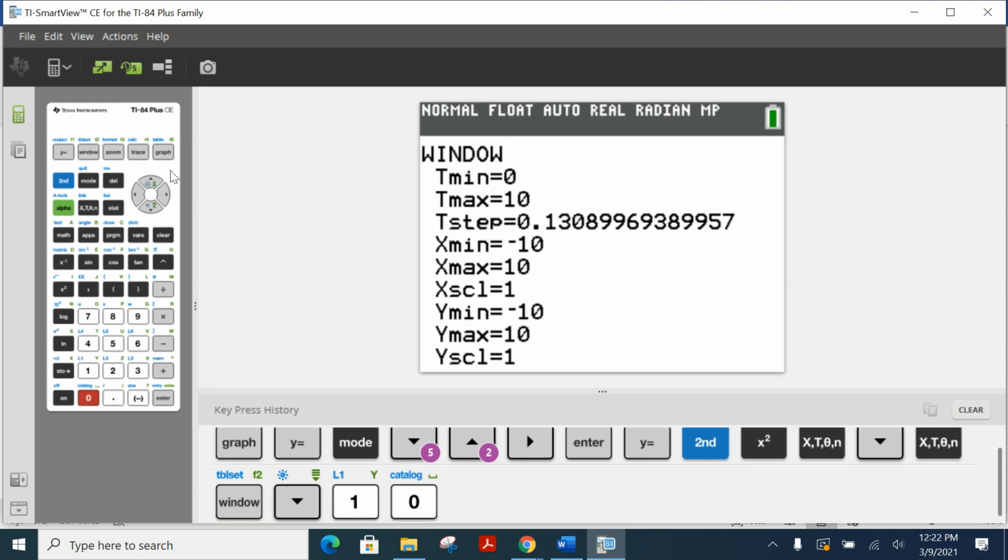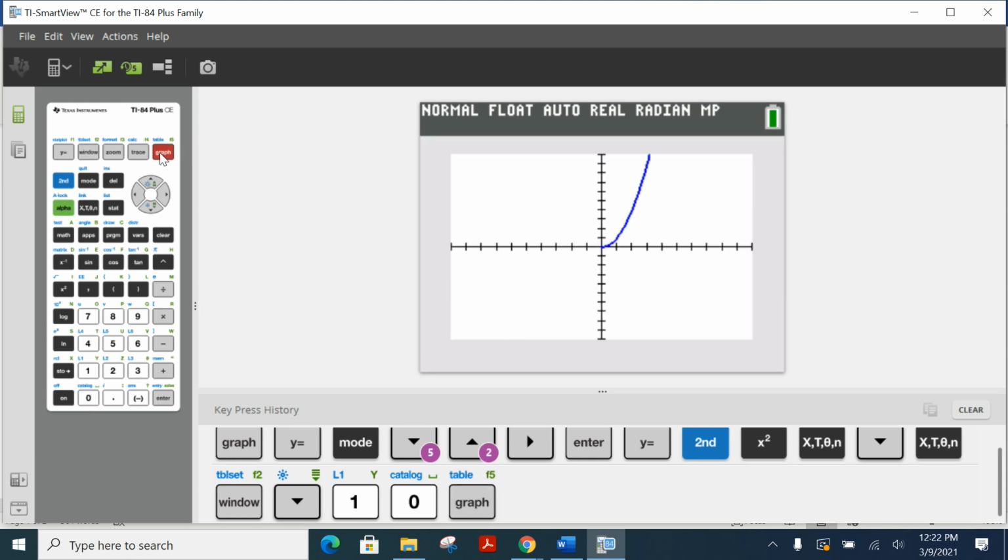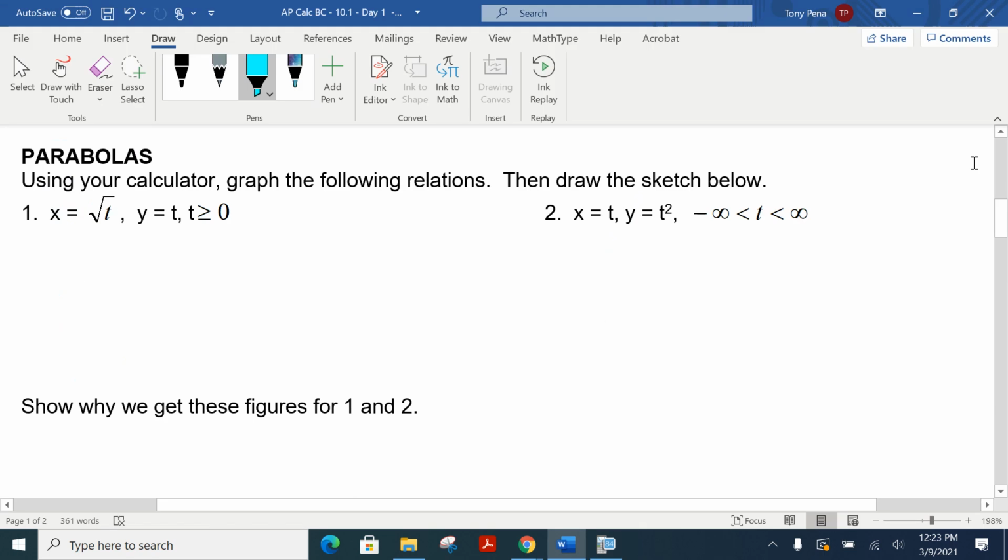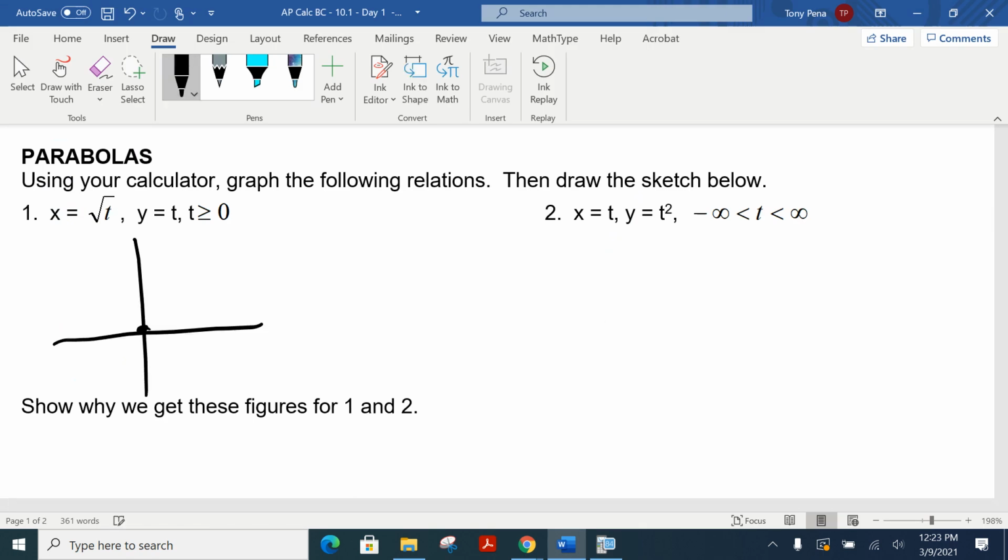And when we now graph this, notice what this would now look like. See how it's kind of a half a parabola? That should be what we're all looking at if your window is standard. That's what this graph is going to look like. So for right now, just sketch that in. We started at the origin, and then we had a parabola that looked like this.